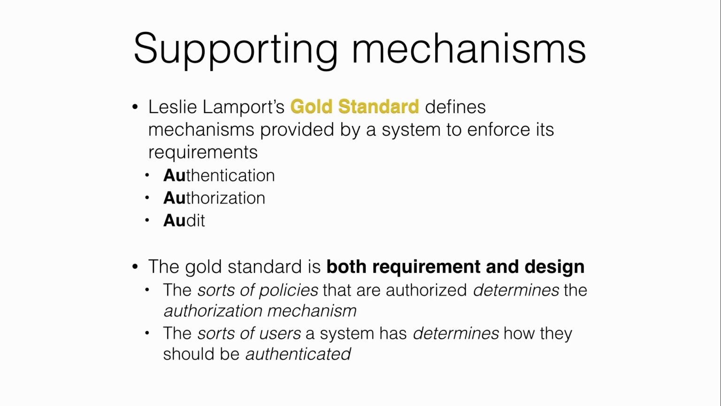The gold standard is both a requirement and a kind of design. In particular, the sorts of policies that you are considering may determine what sort of authorization mechanism you need to use. For example, if you're using user versus user policies like in our online banking system, we need to have an authentication and authorization mechanism that distinguishes the actions of different users. The kinds of users that we consider may determine how we authenticate them.